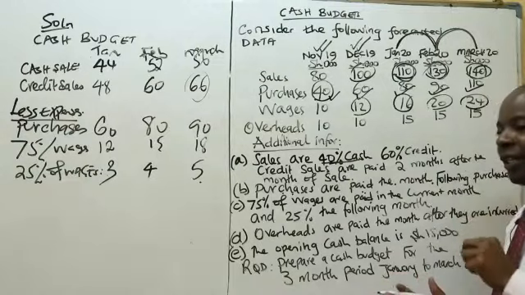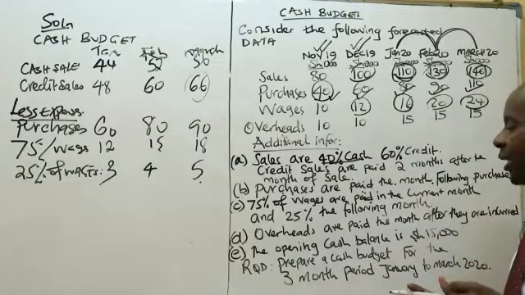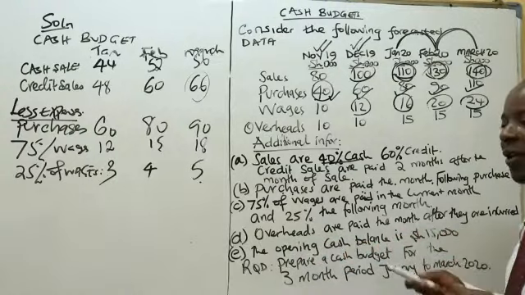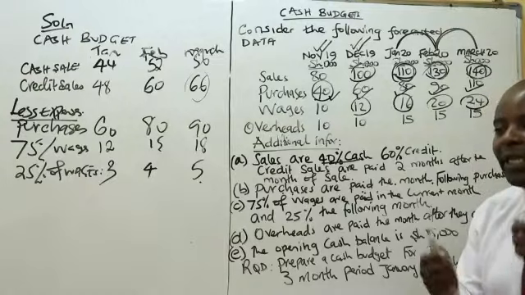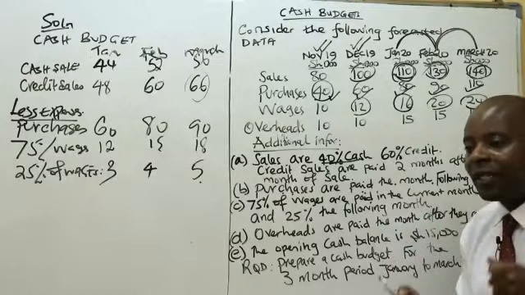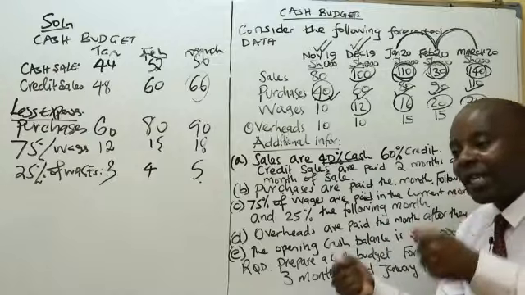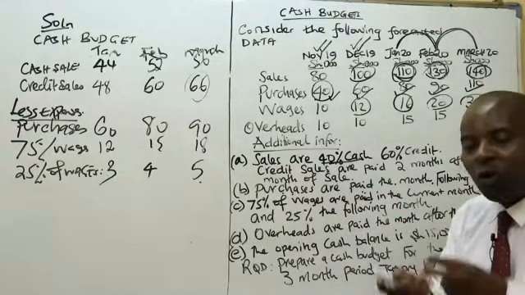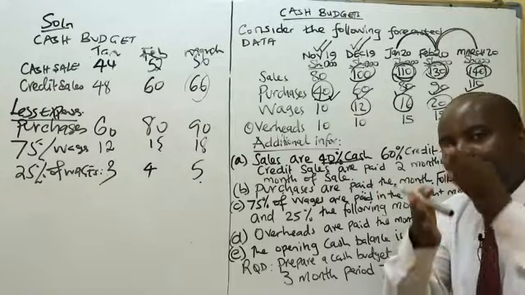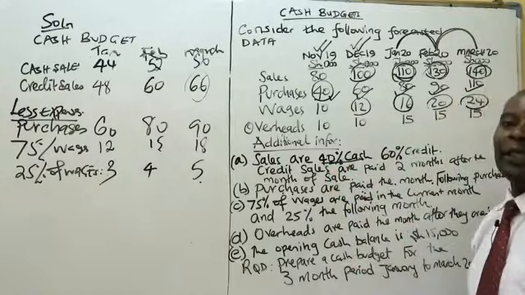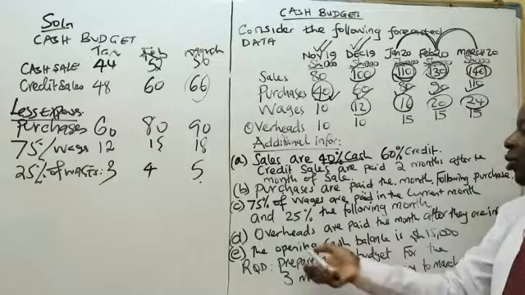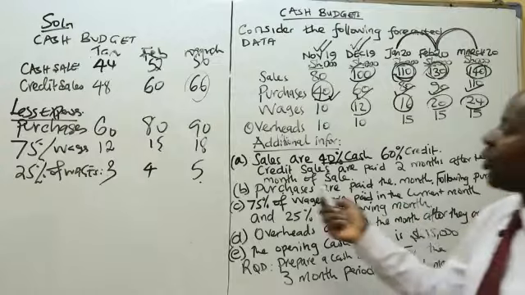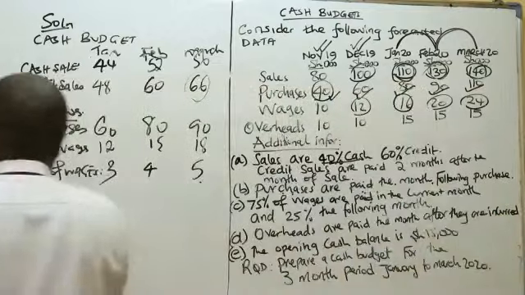Let's go to D. Overheads are paid the month after they are incurred. That is as good as telling you that the accrual period is one month. Overheads incurred in this month will be paid for in the following month. So could you kindly come and give me a row here for overheads?